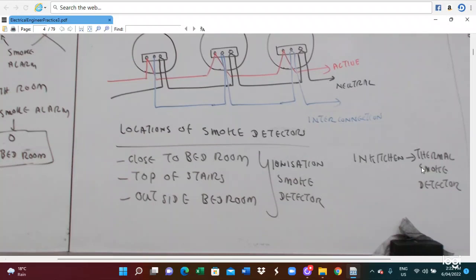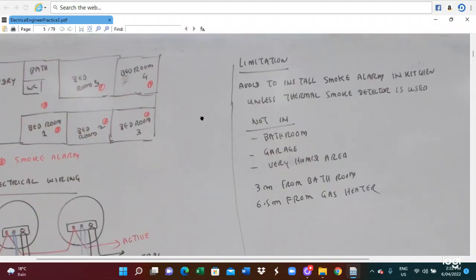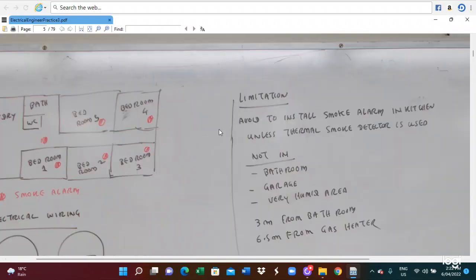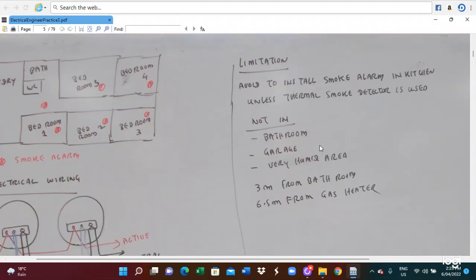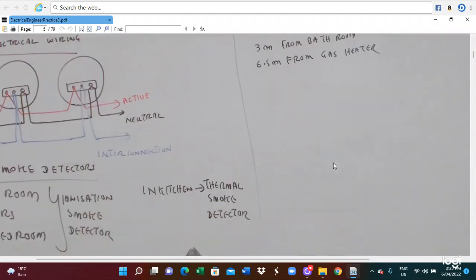In the kitchen, we have to install a thermal smoke detector system. So the limitation is to avoid installing the smoke alarm in the kitchen unless a thermal smoke detector is used, not in the bathroom, not in the garage, and not in a very humid area. They must be 3 meters from the bathroom and 6.5 meters from the gas heater.